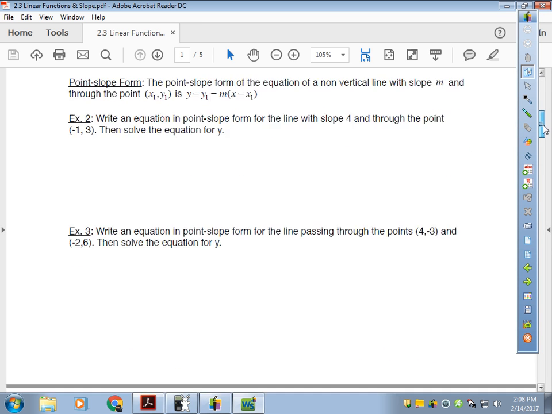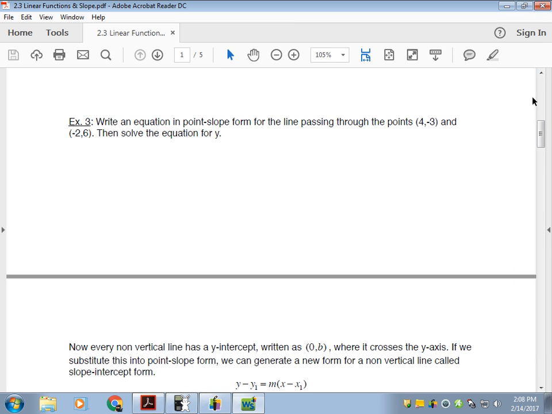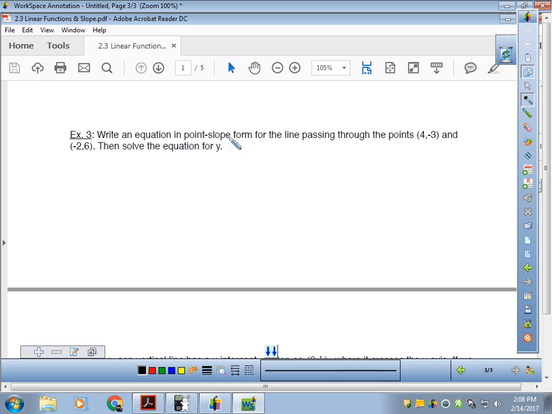Let's look at a slightly more complicated example of this. Example 3 asks us to write an equation in point slope form for the line that passes through the points (4, negative 3) and (negative 2, 6), and then solve the equation for y. Well, this time they didn't give us the slope, so we're going to have to find it. And we can do that with these 2 points. So we're going to do y2, which is 6, minus y1, which is negative 3, over x2, which is negative 2, minus x1, which is 4.